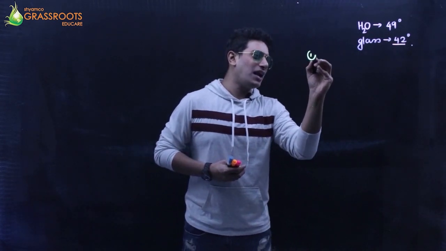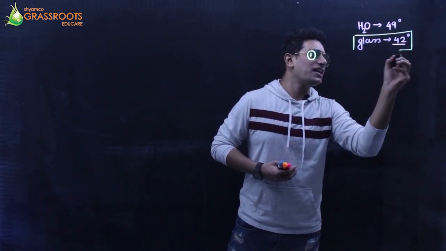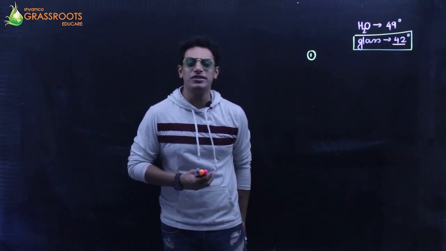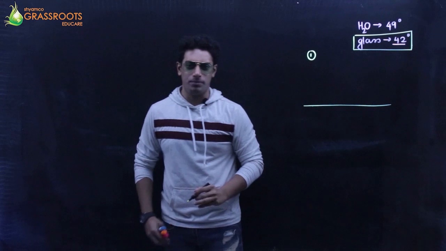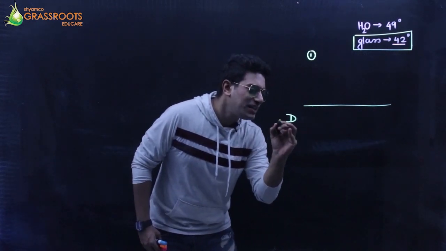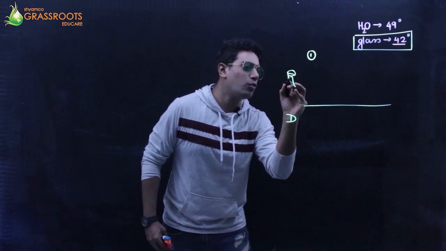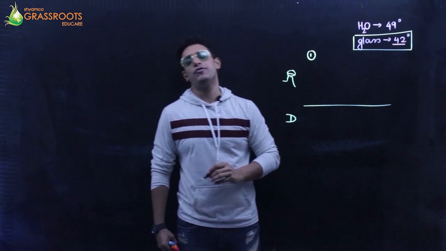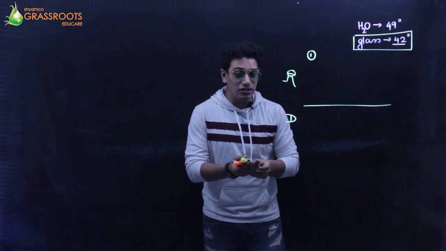Case number 1. I'll talk about cases. We'll take an example of glass. First rule: the ray of light should travel from a denser medium to a rarer medium. That's your condition number 1. The ray of light should travel from a denser to a rarer medium. Now, the critical angle is 42.